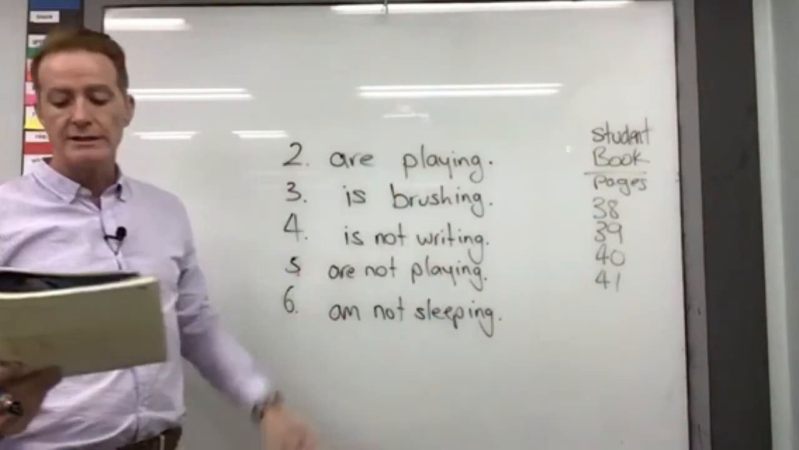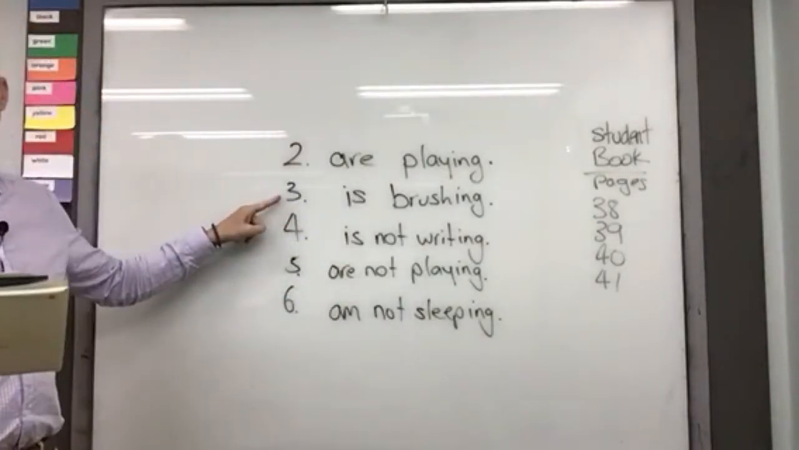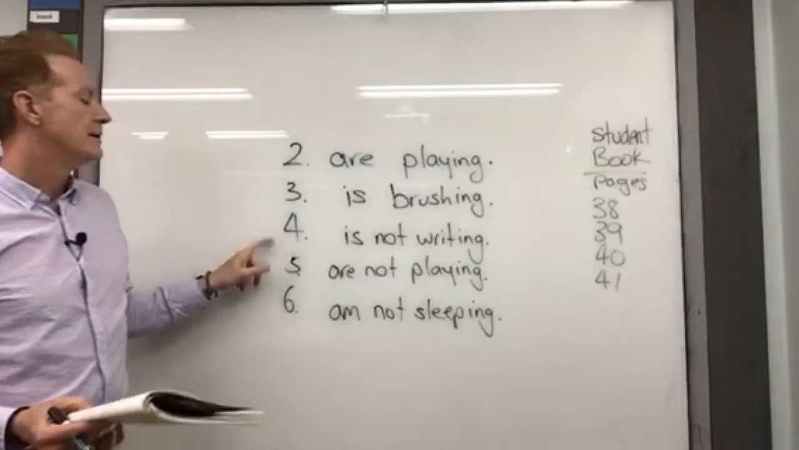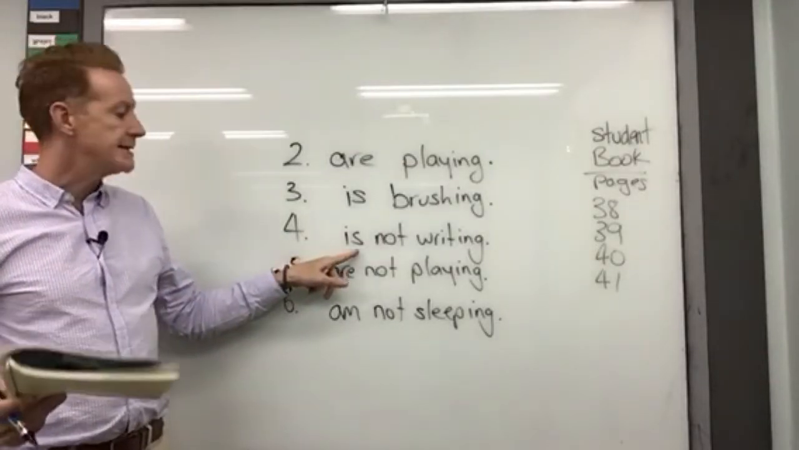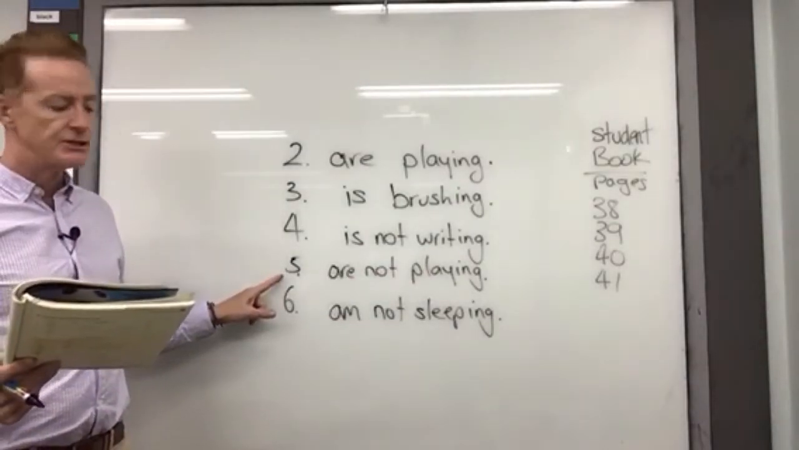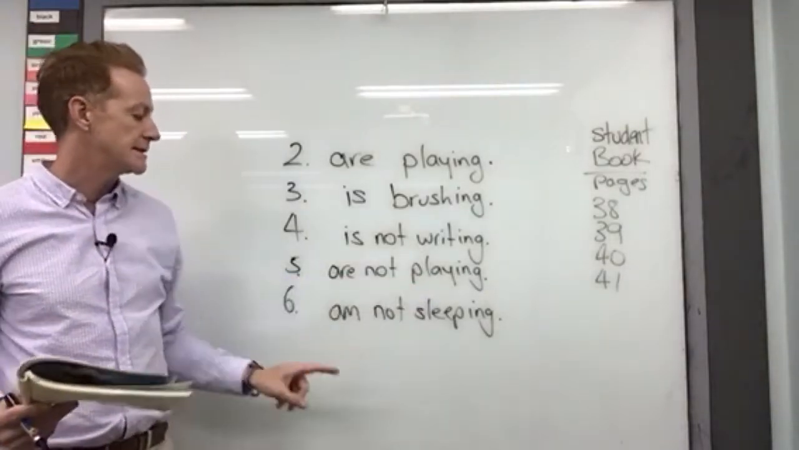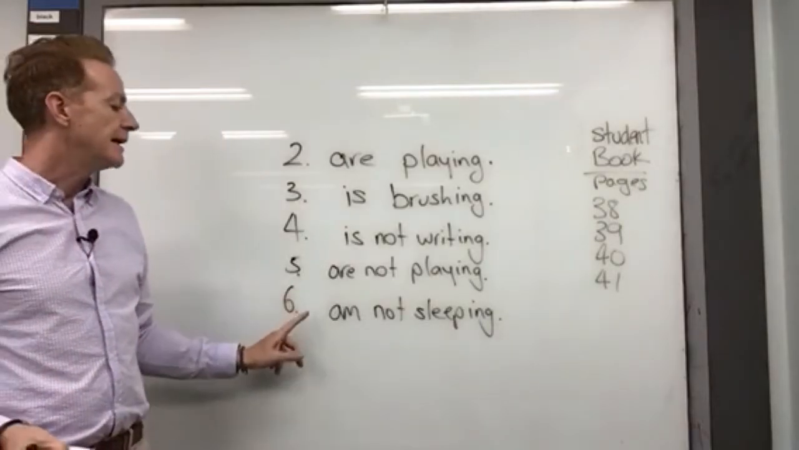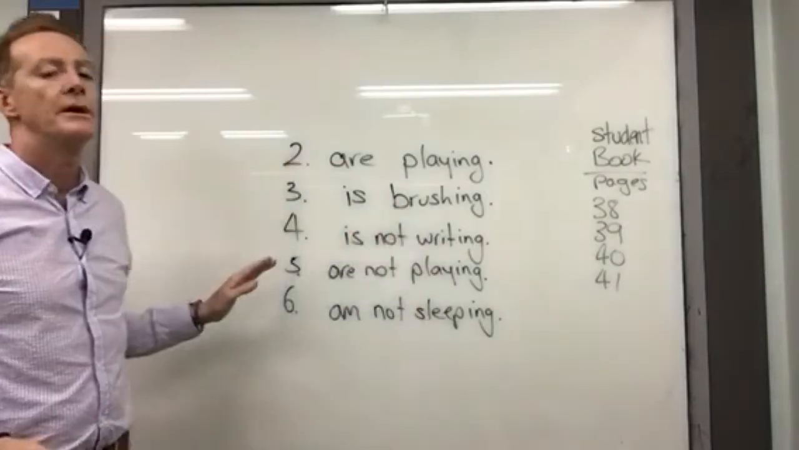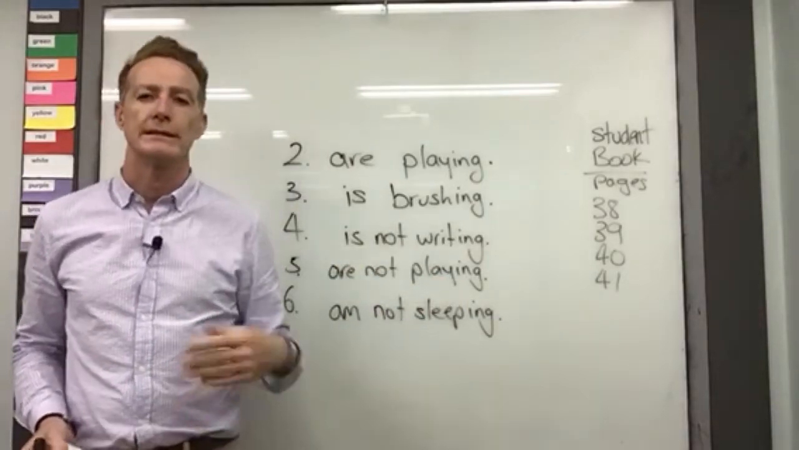All right, let's do those again. Number 2. The students are playing video games. Number 3. My sister is brushing her teeth. Number 4. My dad is not writing an email. Number 5. Sam and Tom are not playing tennis. And number 6. I am not sleeping. That is a form of the present continuous that we use with verbs that we're doing now. So something that we are doing now.